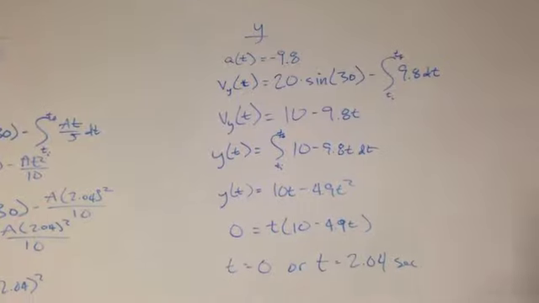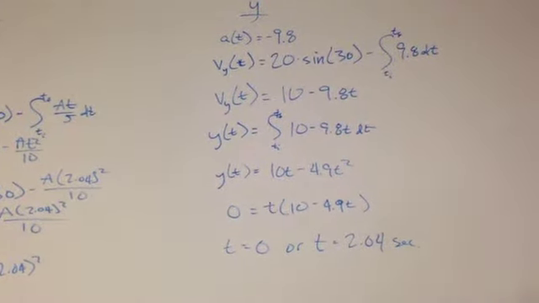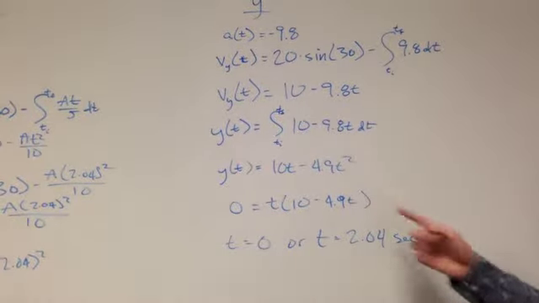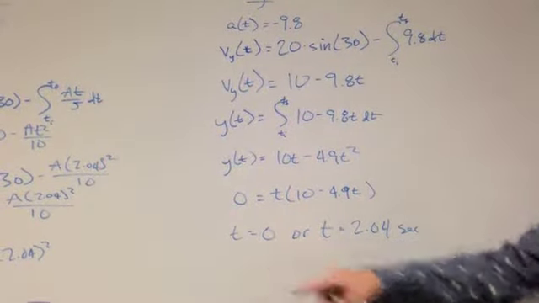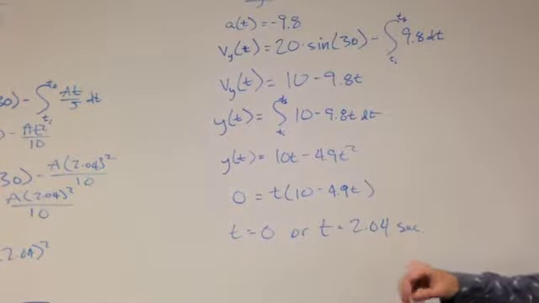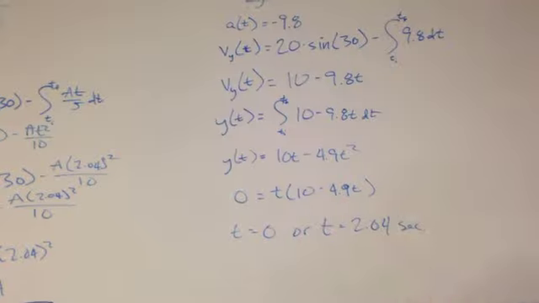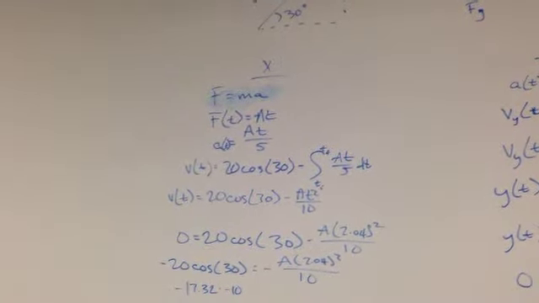Then, in order to find the maximum amount of time the ball is in the air, we set the y position equal to 0 and solve for t. We get t0, which is its initial position, and then its final time, where the height of the ball is 0, so where it lands, is 2.04 seconds. We have the max time that the ball is in the air.